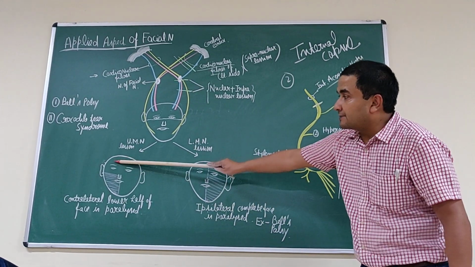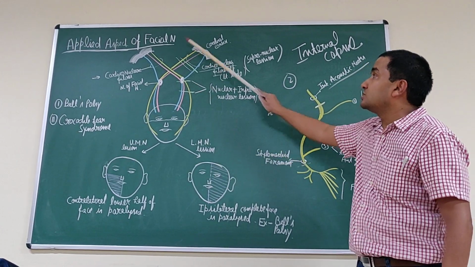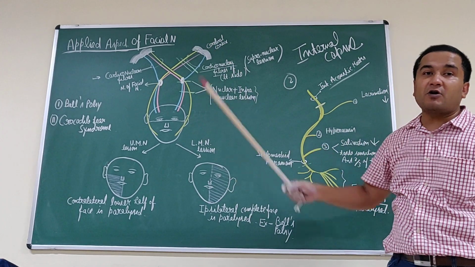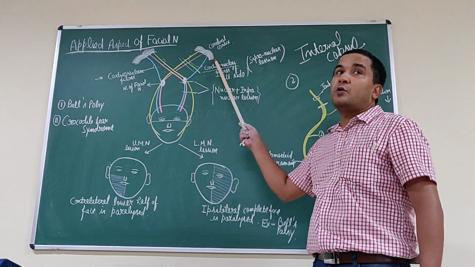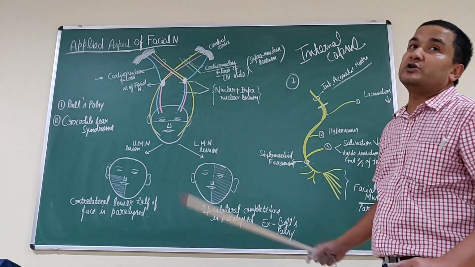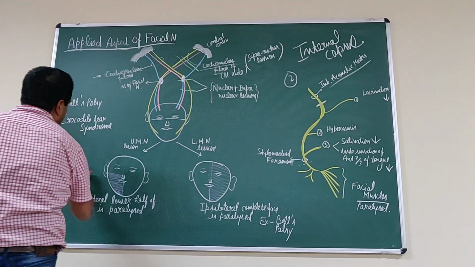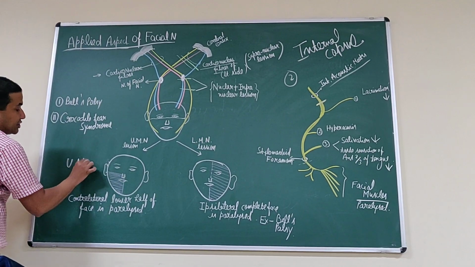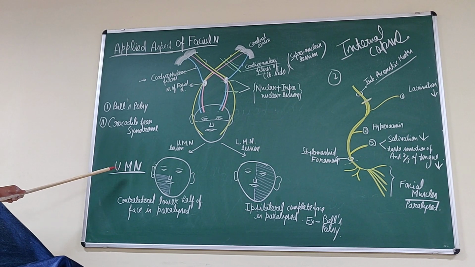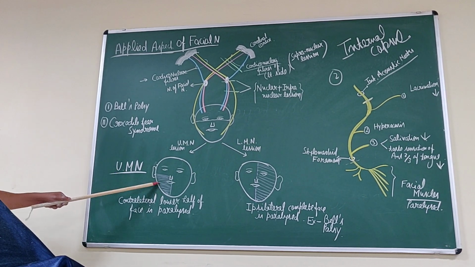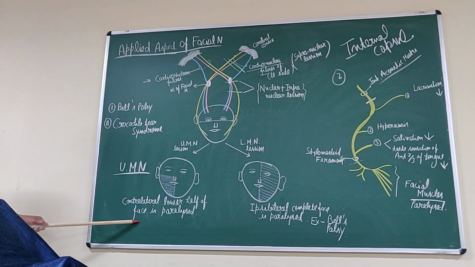Why? Because, as we have already discussed, the upper part of the face is controlled by both cerebral cortices, while the lower part of the face is controlled by the opposite side of these corticonuclear fibers. And this type of lesion is known as the upper motor neuron lesion. In the case of the facial nerve, in an upper motor neuron lesion, the contralateral side of the lower part of the face is paralyzed.